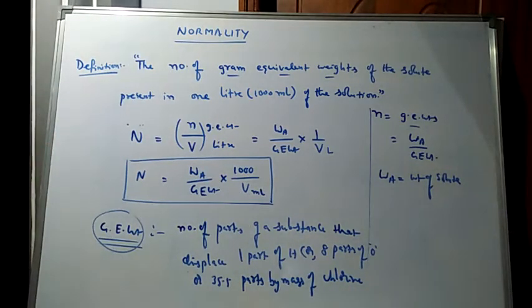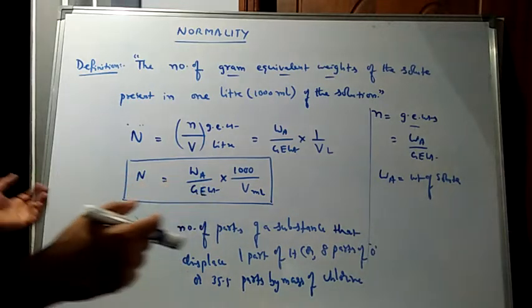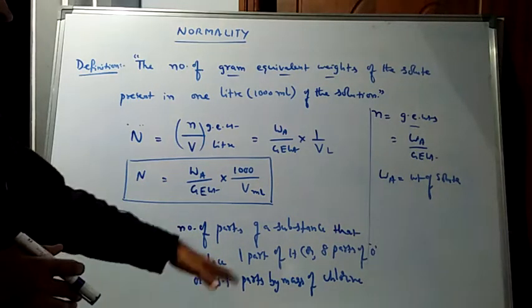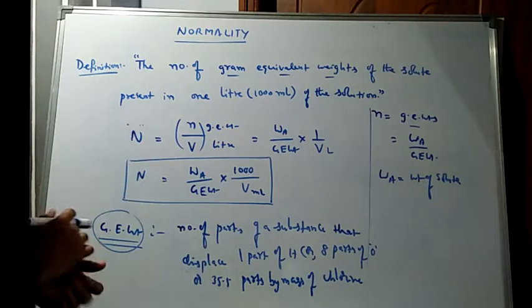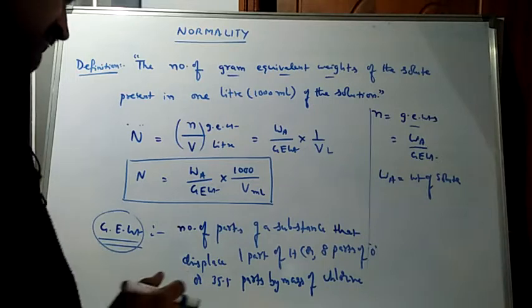Once again, I will repeat. The meaning of gram equivalent weight of a substance is the number of parts of a substance that displace one part of hydrogen, or 8 parts of oxygen, or 35.5 parts by mass of chlorine. That we will call a gram equivalent weight.